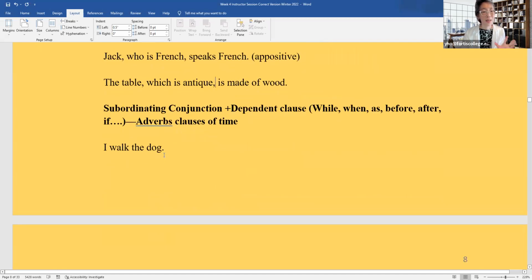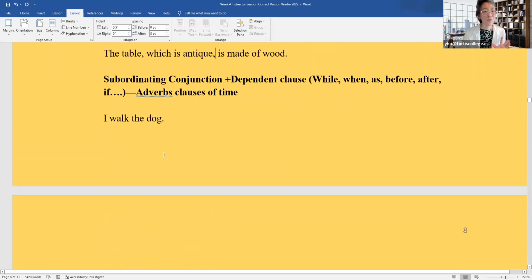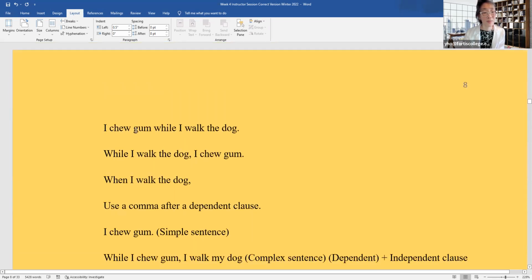Okay. All right. So here, when you have adverb clauses of time, you have a simple sentence: I walk the dog. Here you have a subject, a verb, and an object. That's called a simple sentence. We're going to go over that next time. But anyway, I'm going to review. I chew gum while I walk the dog.